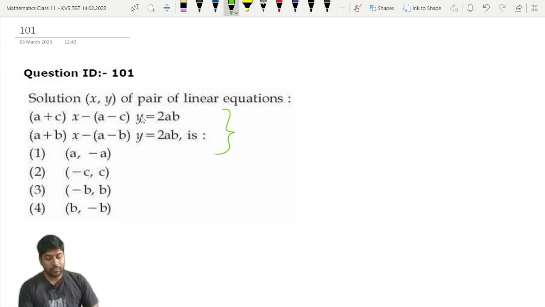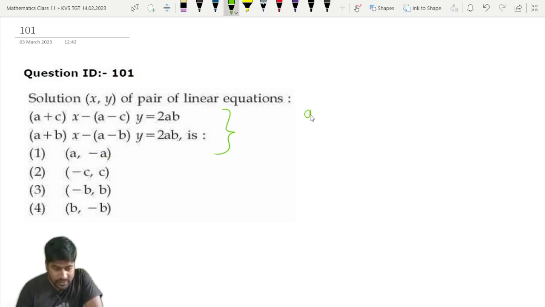Otherwise, what I will do here is cross-check by putting in the options. Four options are there, and I will cross-check them. If you see the first option, a comma minus a, if it is a solution of these two equations, then both equations will be satisfied by this point, x is equal to a, y is equal to minus a. So in the first equation I will put x is equal to a and y is equal to minus a in the left hand side, and I will see whether we are getting the right hand side or not.